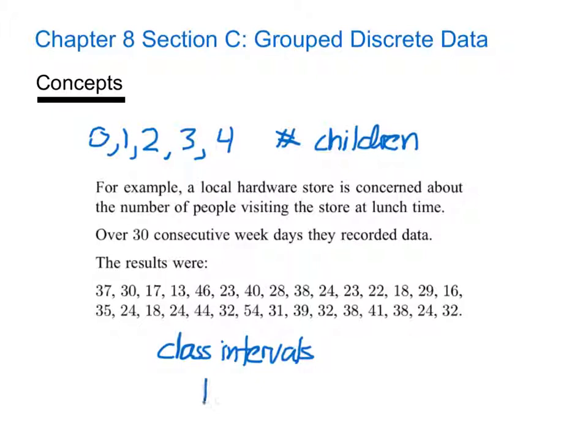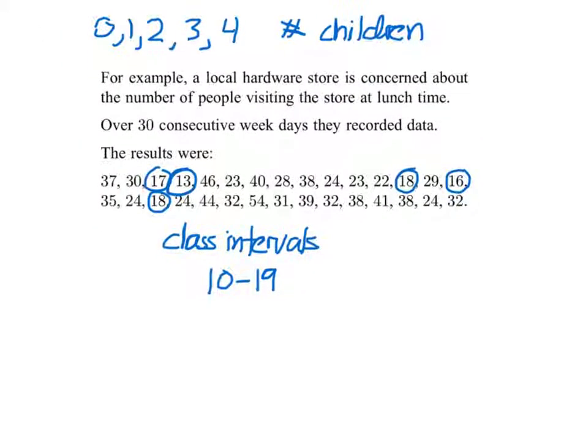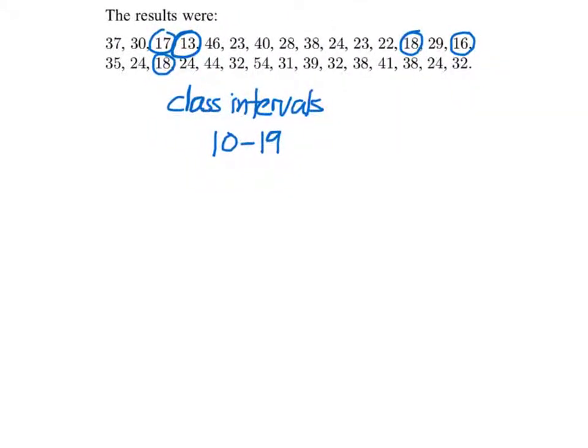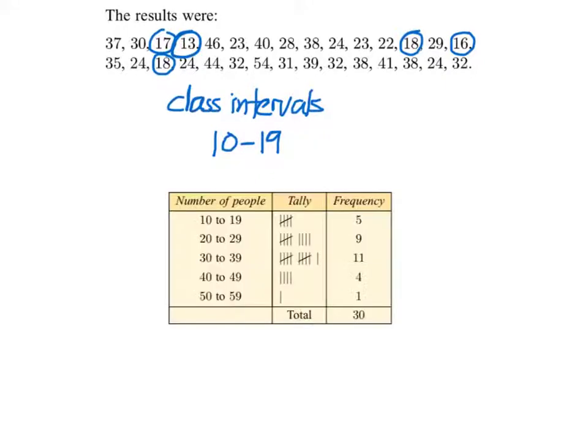For example, one class interval might be the values 10 to 19. So I would go through the data and I would circle or group all of the values that fall within that range. And we can see that I have 5. This makes the data much more manageable to work with, and if I do that for several different class intervals, I can come up with a new tally frequency table that looks like this.